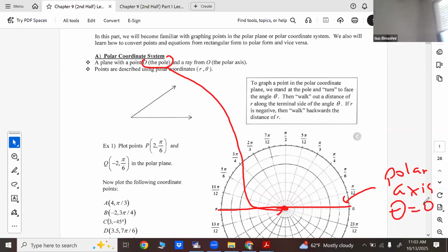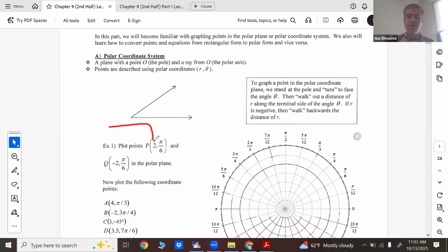So we stand at the pole, you're standing at the center, and you turn to face angle theta. And then walk out a distance of r along the terminal side of theta. If r is negative, walk backwards. Actually, that's a little confusing. Let's plot one first, and then see what's happening. So the way it works, that's always going to be r, and that's always going to be theta.